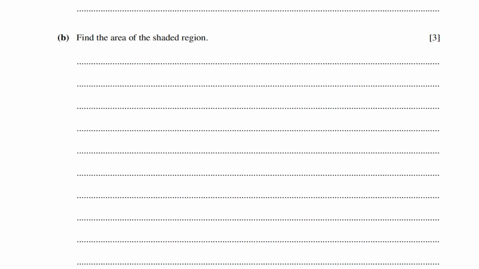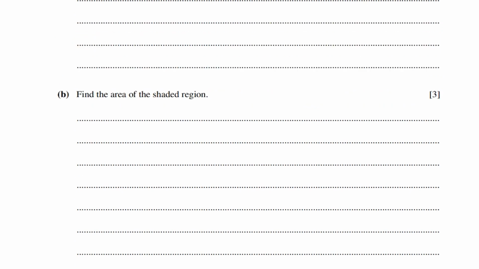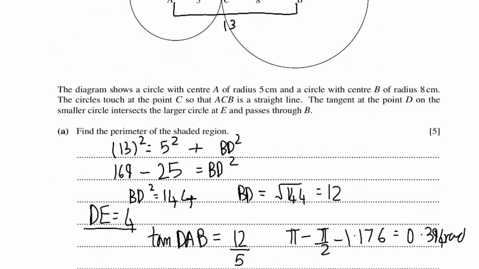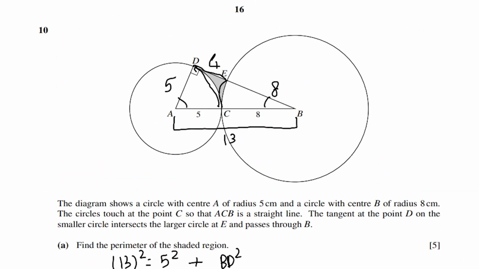In this part we have to find the area of the shaded region, the same region that we just calculated the perimeter of. An easy way to find the area of the shaded region is to first find the area of the triangle ABD and then subtract the areas of the sectors ACD and BCE from it.